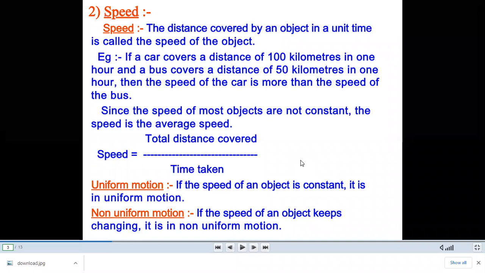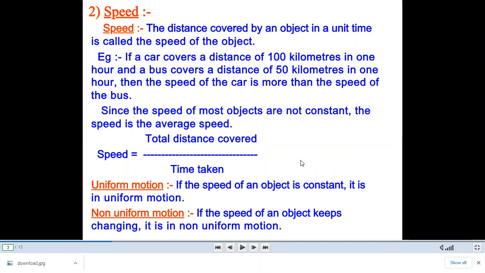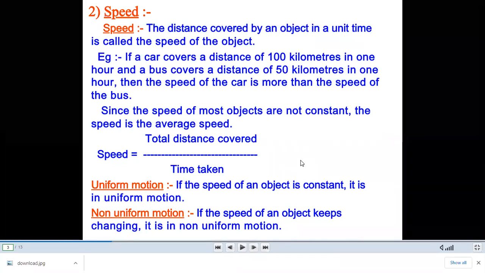Next is uniform motion. Now if this speed is constant, like a bus starts its journey at 7 a.m. with a 40 kilometer per hour speed, throughout the motion it reaches Chandigarh at 12 in the afternoon in 5 hours. So that means it's moving at 40 kilometers per hour. Then we can say that bus was moving with uniform speed because the speed was constant throughout the motion. That is uniform motion. Non-uniform motion is when the speed of an object keeps changing. Sometimes the speed may increase from 40 to 60, or go from 40 to 30, 80. So that is non-uniform, when the speed is not fixed.